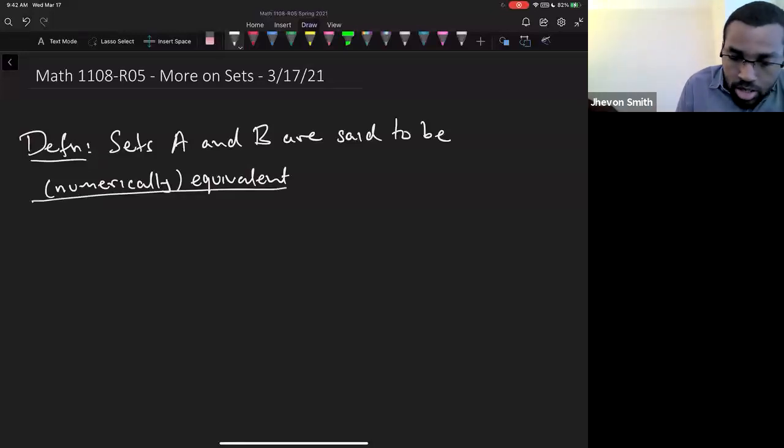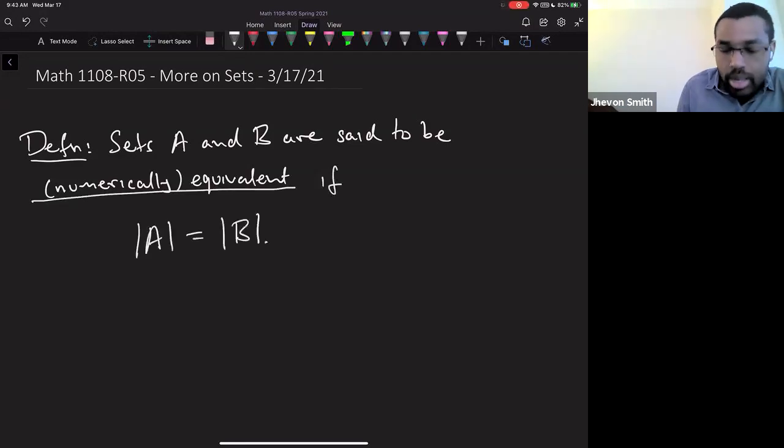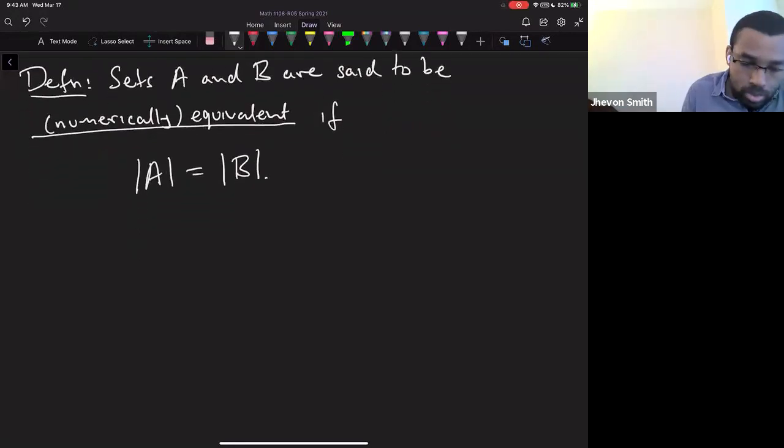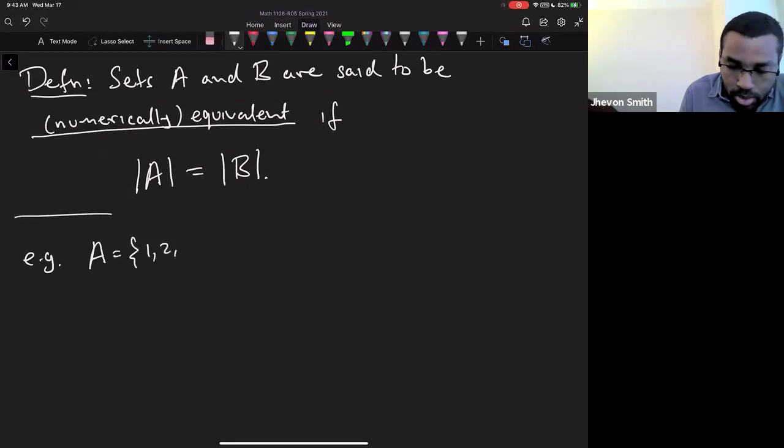So two sets are called numerically equivalent if the number of things in one is the same as the number of things in the other. Now, they do not have to be equal for this to be the case. So let me just give you an example. Suppose A is the set {1, 2, 3}, and B is the set {a, b, c}. What a squiggly bracket that was.